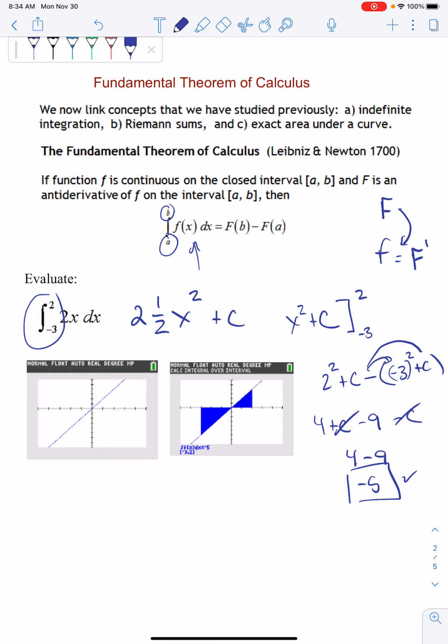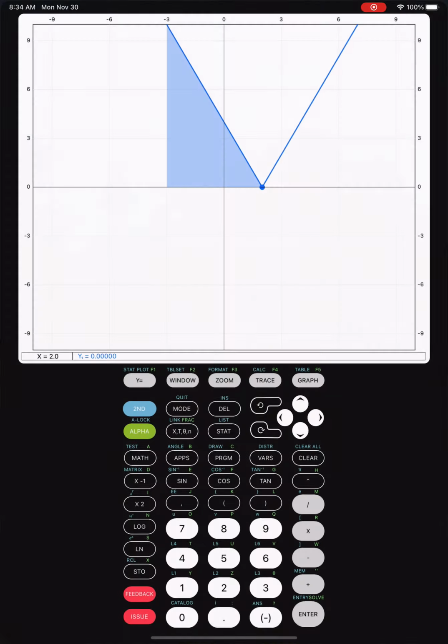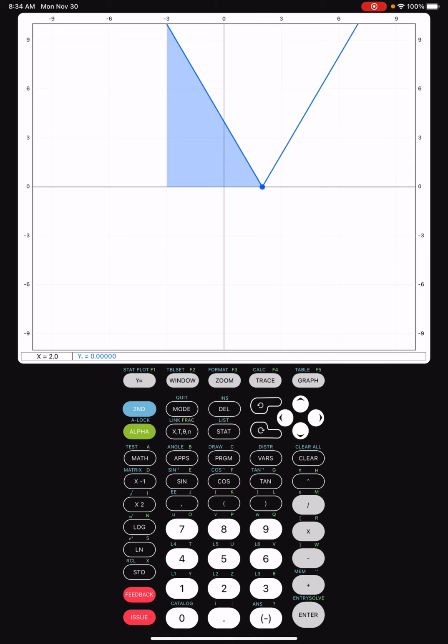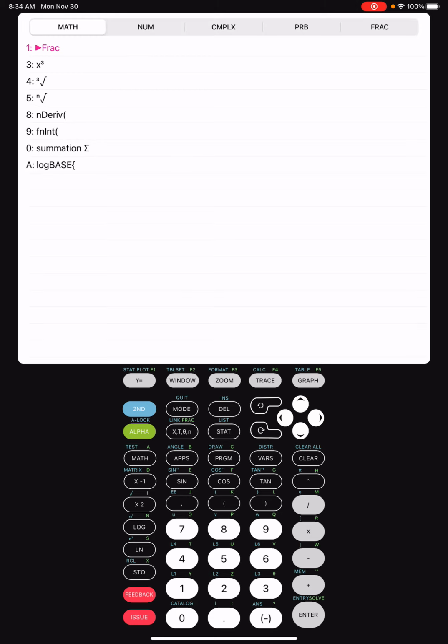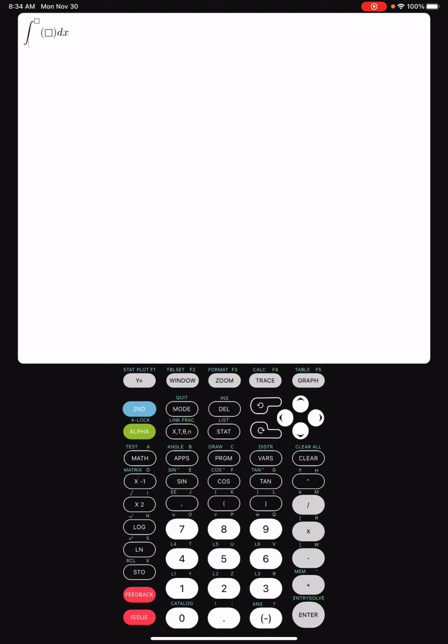Now I can check this on my calculator. Guys, if you go to, let's get out of this window and let's just go back. So if I hit math and then I hit 9, if you notice down here, it's asking for an integral. Now this only works when we're doing definite integrals, when we know what our endpoints are. So I'm integrating from negative 3 to 2, and my function is 2x. When I hit enter, it tells me my answer is negative 5.